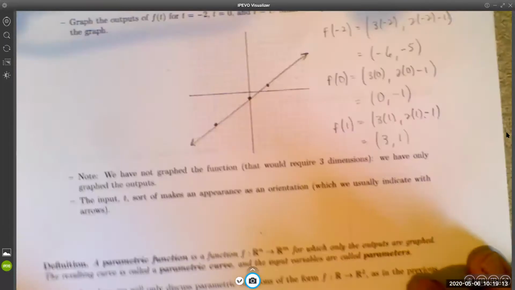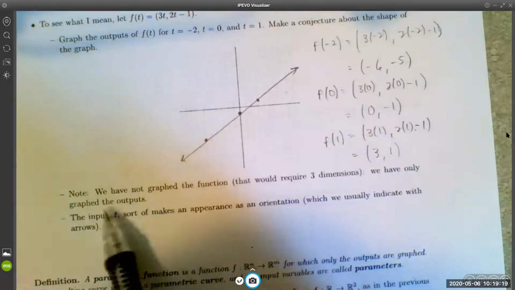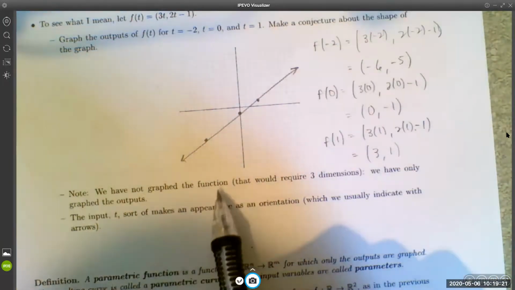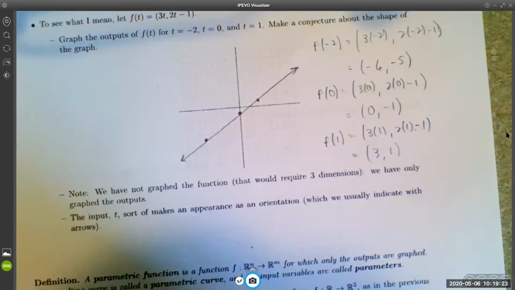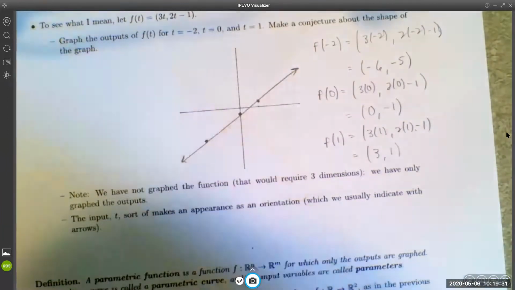So it looks kind of like a straight line. Okay, so again, note that we haven't graphed the actual function. That would require 3 dimensions. But what we have done is we've graphed the outputs. However, the input t does sort of make an appearance as an orientation, which we can indicate with arrows.